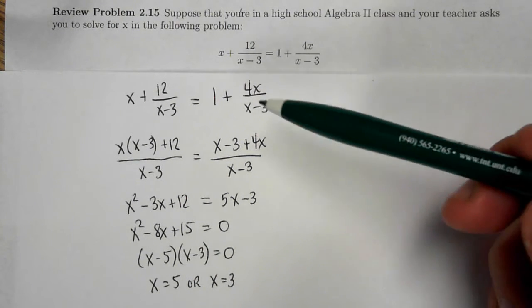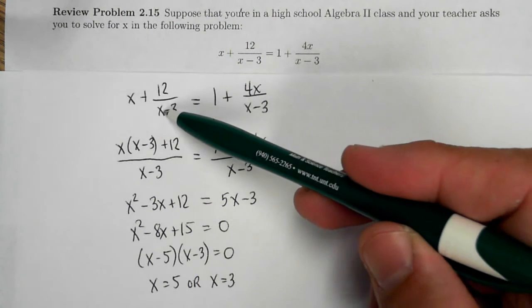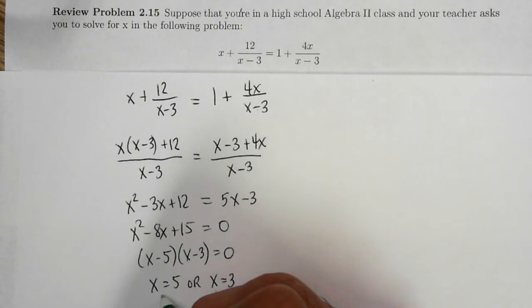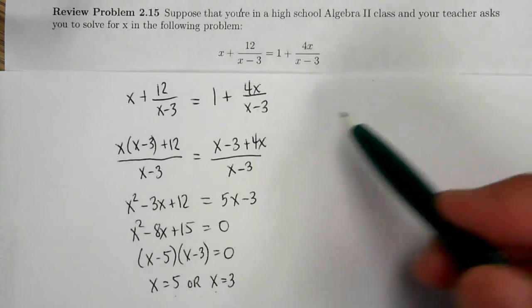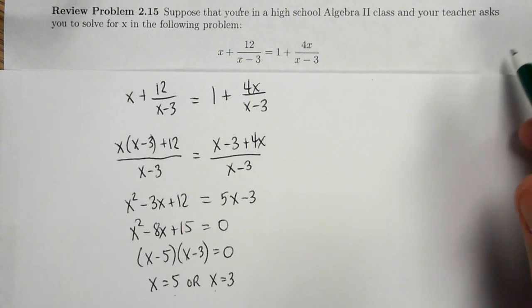Now, unfortunately, 3 is clearly an extraneous solution. If I plug 3 into the original equation, I get a divide by 0. So this is extraneous. If I plug in x equals 5, it turns out that one's the real solution. Now, why in the world did this happen?